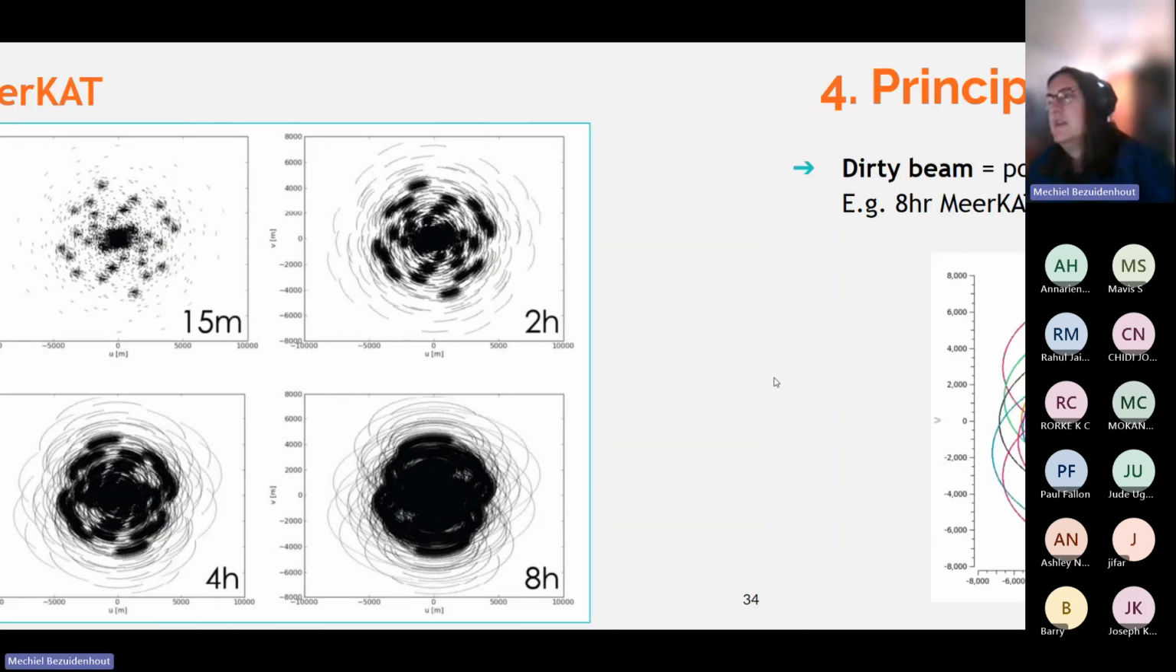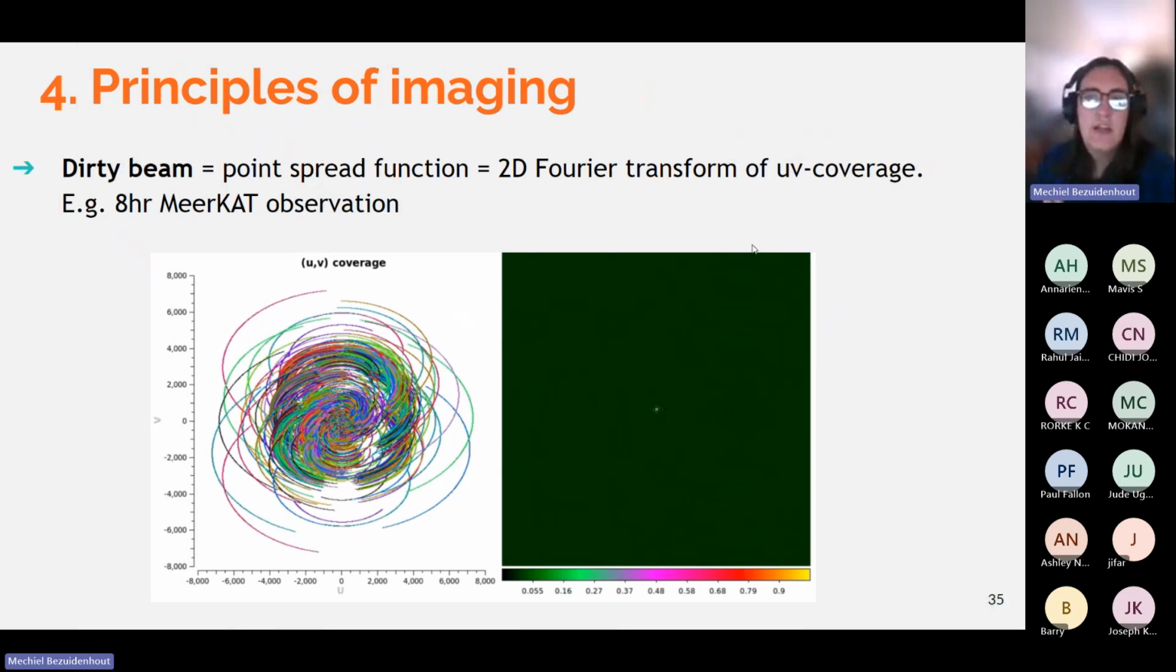Right. So let's get to some principles of how this actually works with imaging. So what I just showed you, the UV coverage and the Fourier transform of that UV coverage, that's called the dirty beam, also called the point spread function. So on the left here for MeerKAT is some UV coverage, and on the right is the dirty beam for an 8-hour MeerKAT observation. And you can see that it's a very nice resolved point source, but there are all of these weird tracks around the edges.